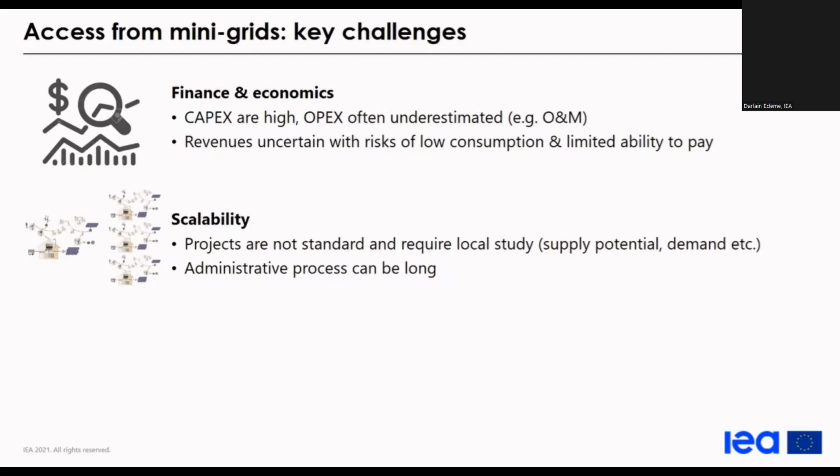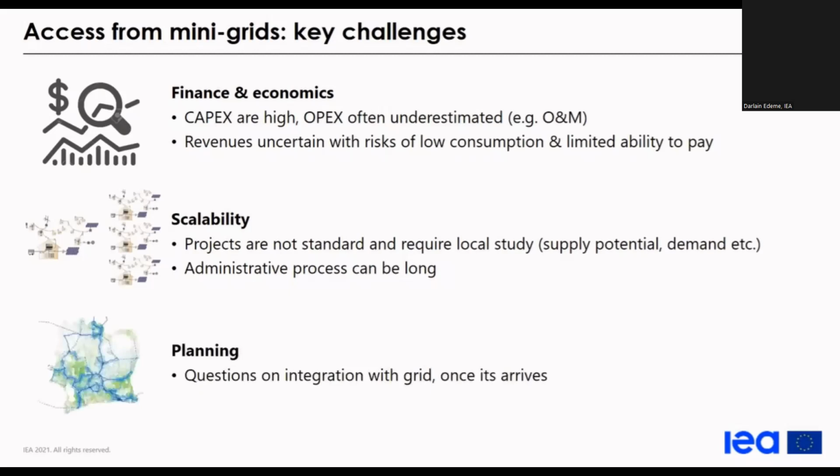And then the administrative process can also be long, because a mini grid is a small infrastructure, so it of course requires some administrative work to get, for example, a license. It depends on each country context, but the deployment time can be long. And last, there are always some questions on the integration with the grid once the grid arrives. There are many ways of solving these issues, but again, it will depend on the national context.